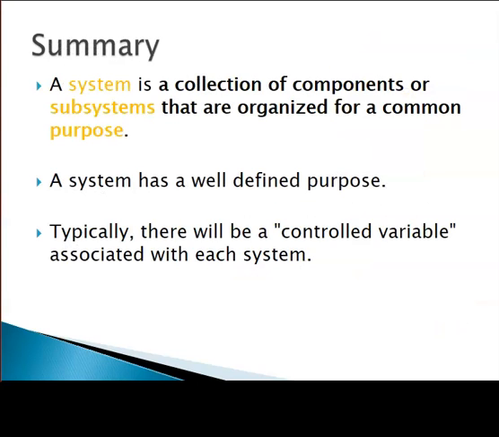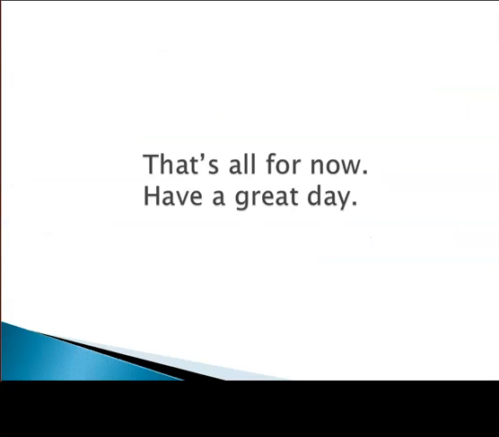With that said, we can summarize a system as a collection of components or subsystems that are organized for a common purpose. And each of these systems may have a controlled variable and purpose associated with them.